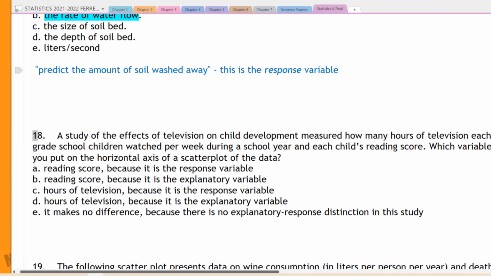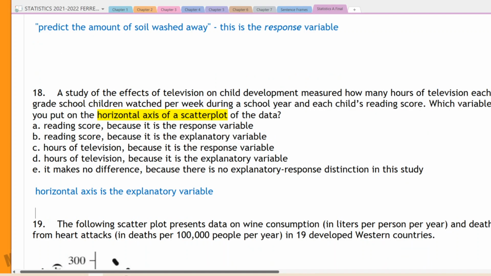Number 18, we have a study in the effects of television on child development. It measured how many hours of television each of 125 grade school children watched per week during the school year, and each child's reading score. Which variable would we put on the horizontal axis? The horizontal axis of a scatter plot is always the explanatory variable. So now we're going to have to read to see which one is the explanatory variable.